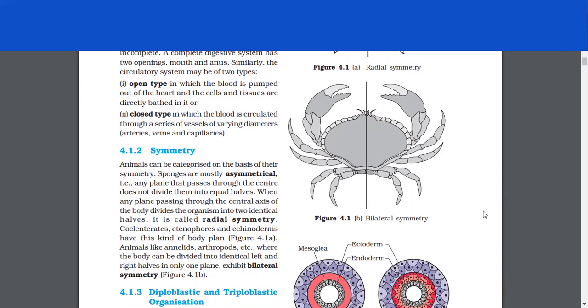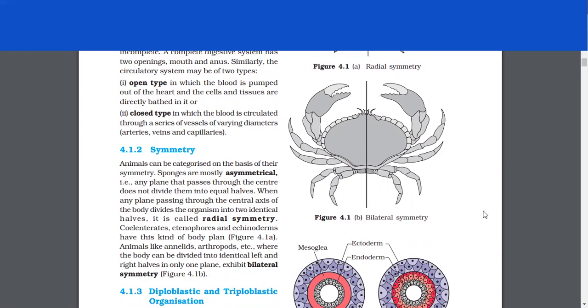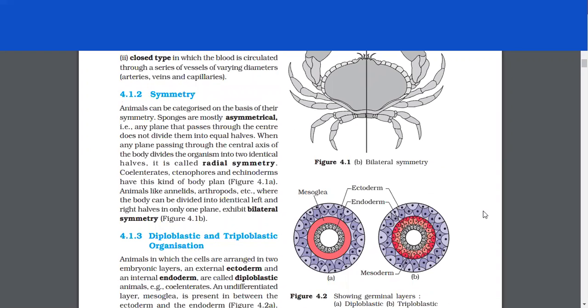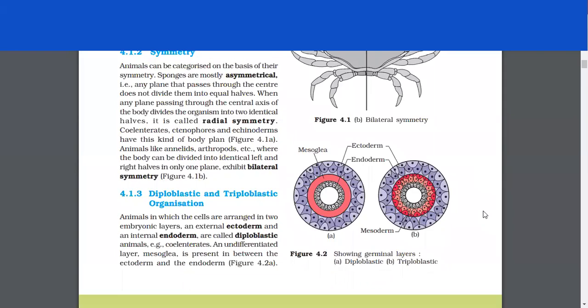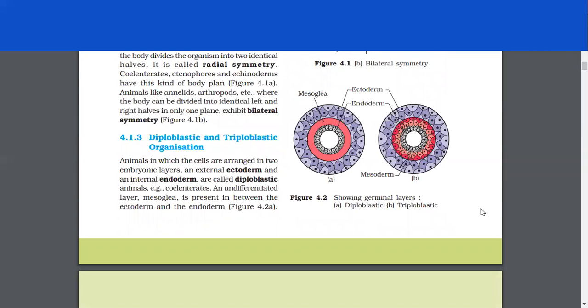veins, and capillaries. Symmetry. Animals can be categorized on the basis of their symmetry. Sponges are mostly asymmetrical, that is, any plane that passes through the center does not divide them into equal halves. When any plane passing through the central axis of the body divides the organism into two identical halves, it is called radial symmetry. Coelenterates, ctenophores, and echinoderms have this kind of body plan. Animals like annelids, arthropods, etc., where the body can be divided into identical left and right halves in one plane, exhibit bilateral symmetry.